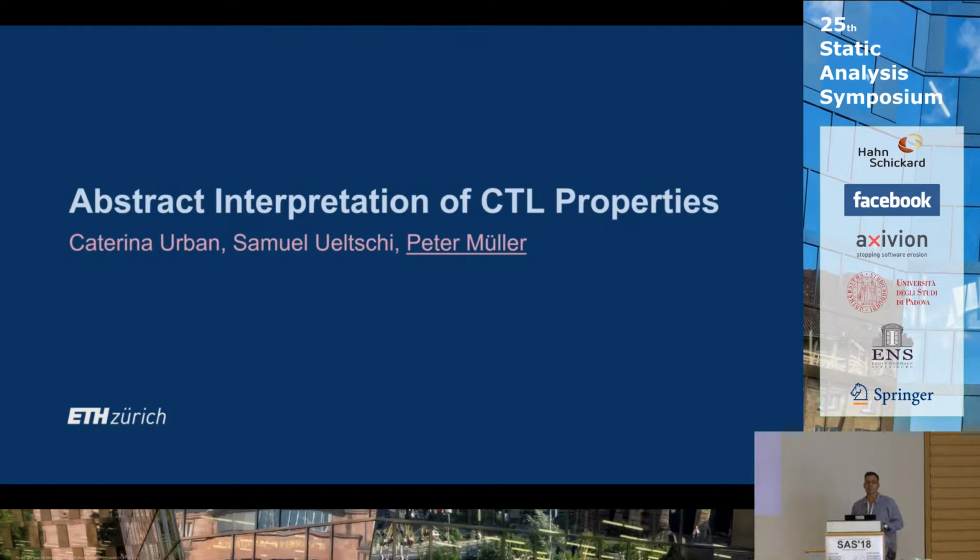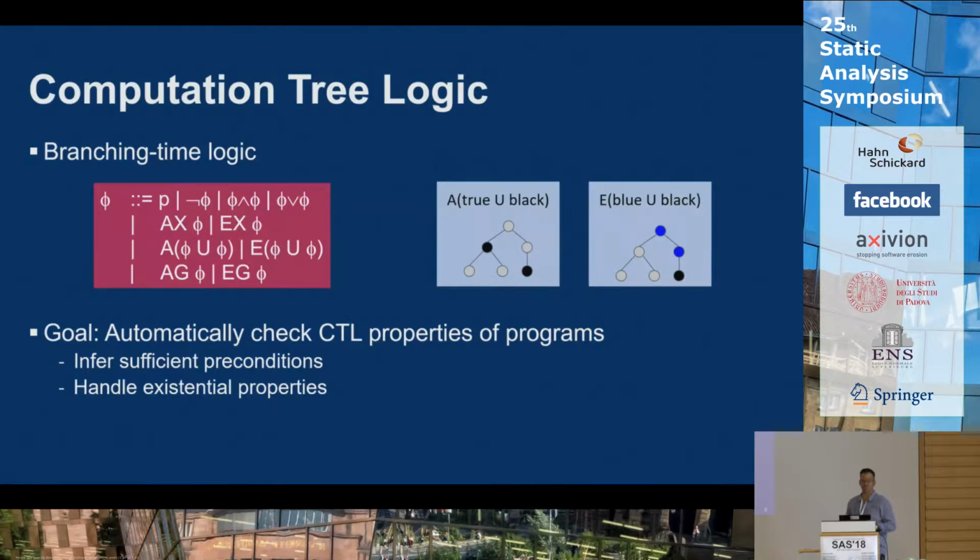So we are interested in checking CTL properties. CTL, as you know, is a computation tree logic, a temporal logic that has a notion of branching time. So when we have a program that can have many different executions into the future, for instance, because of non-determinism or because of input, we can either talk about all those possible executions, or we can also existentially quantify over such executions.